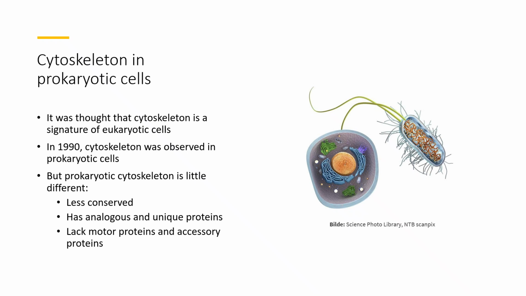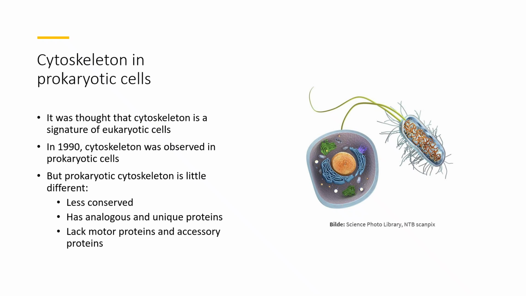Firstly, the prokaryotic cytoskeleton and its elements are less conserved and more diverse in prokaryotic cells, and it reflects the evolutionary diversity of prokaryotes. Secondly, prokaryotic cytoskeleton has analogous proteins of the eukaryotic cytoskeleton and also some unique proteins.